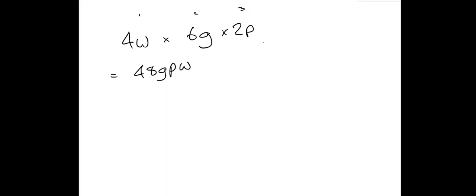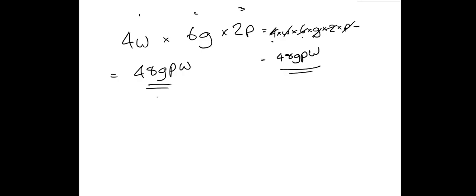Okay, if we wanted to expand this out, I guess we could say this is equal to 4 times W times 6 times G times 2 times P. 4 times 6 times 2 is 48. The G would come next. The G goes down there. The P is next. That's next alphabetically. And the W is last. There's nothing else left up here. That's our answer. And it's the same answer that we had over here.